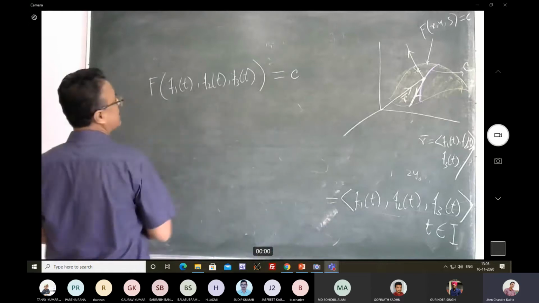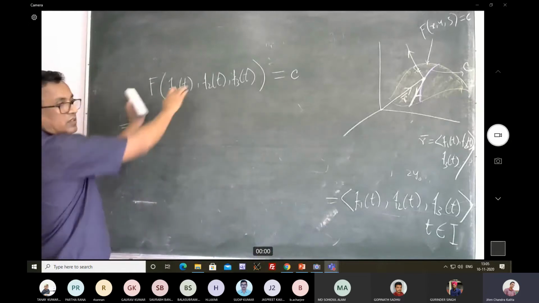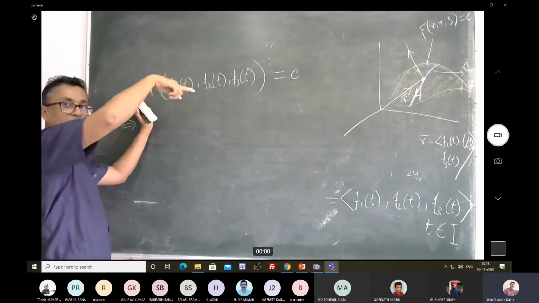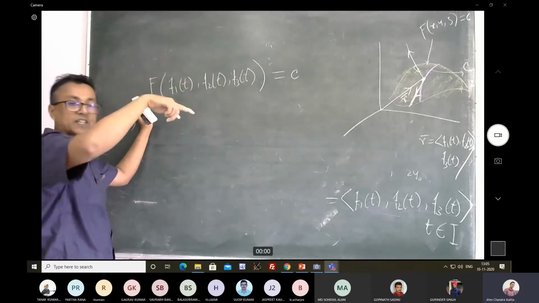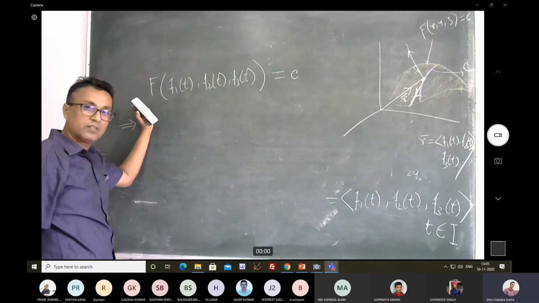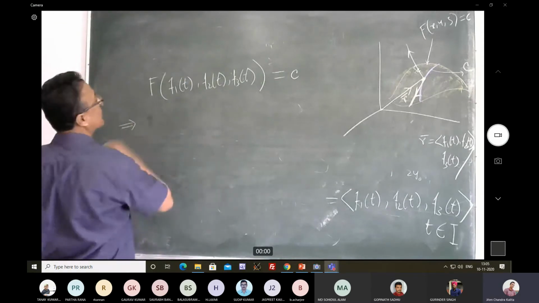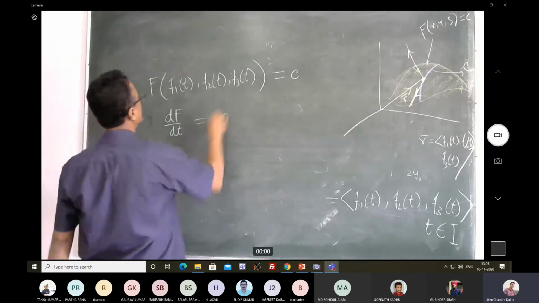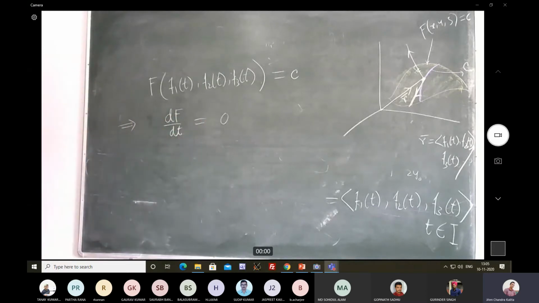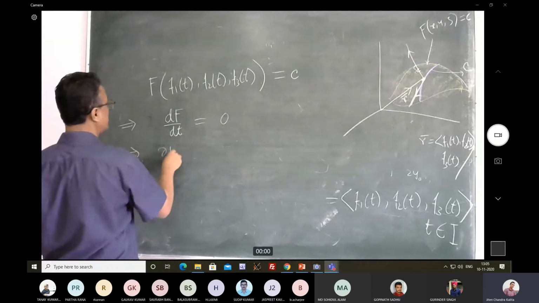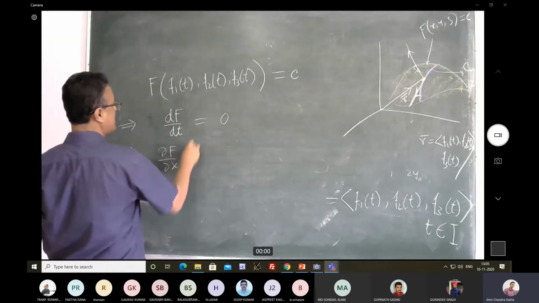See, this equation is definitely satisfied on the curve C over the surface SC. Is it okay? Fine? So that is why df/dt is going to be equal to 0. Is it okay? But if I use the chain rule, this is going to be del f del.